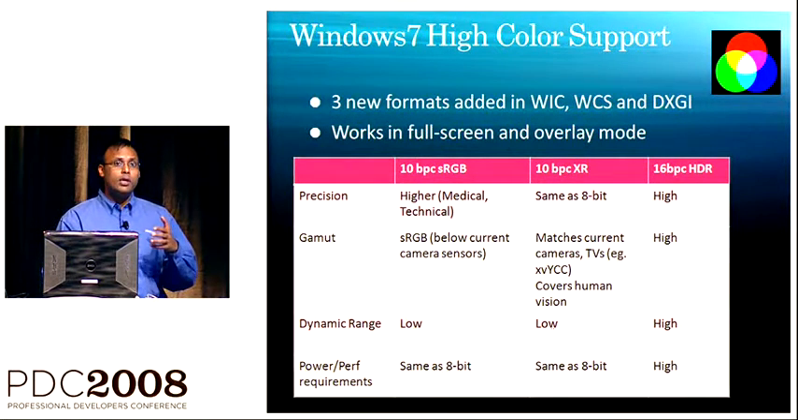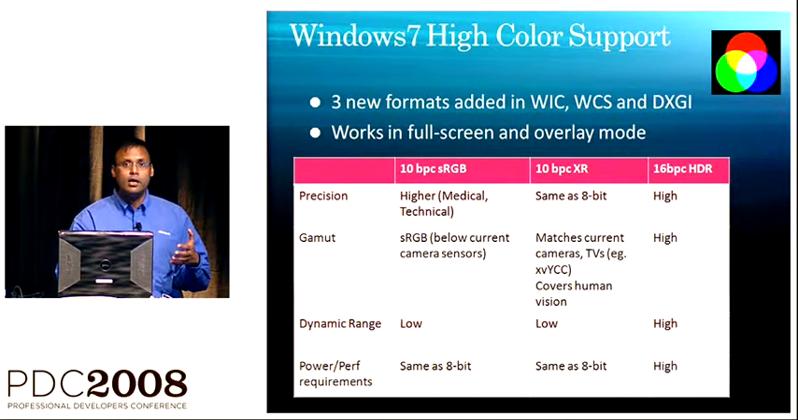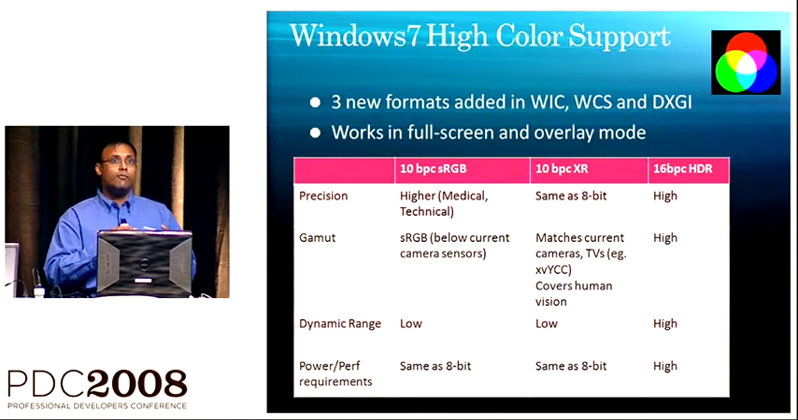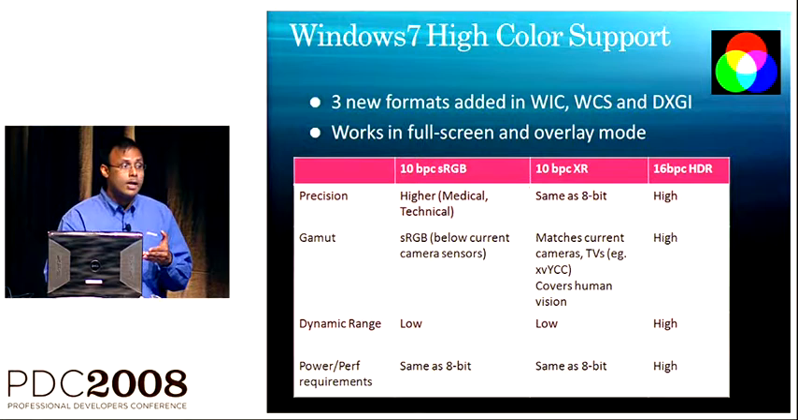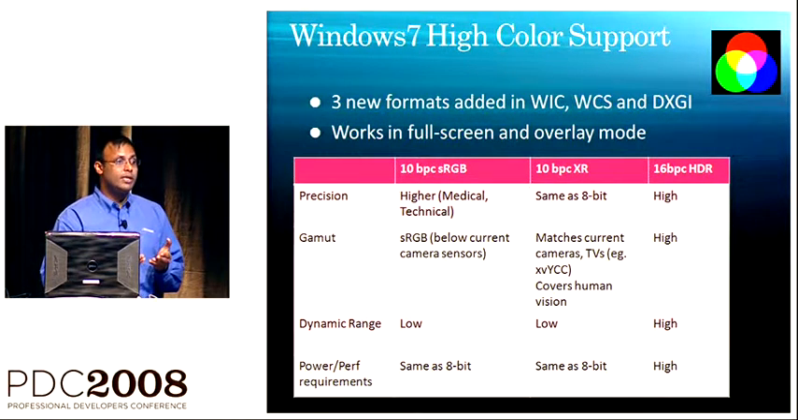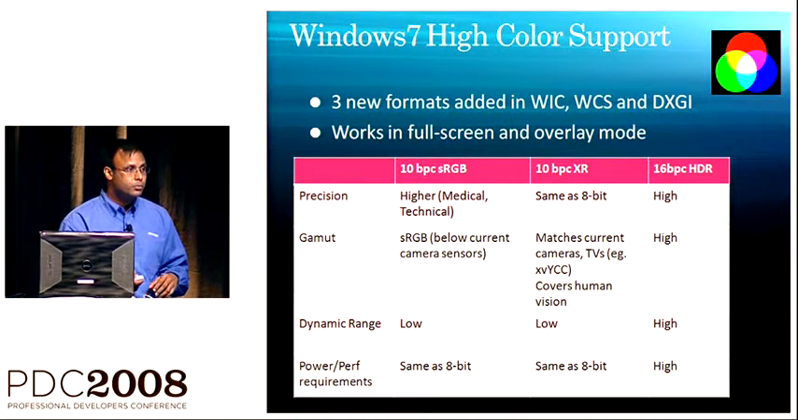So you have to first decide what kind of challenges you're running into. If you're doing a presentation application and you're mostly interested in eliminating banding artifacts, then you may want to use the 10 bit per channel sRGB. And if you're doing a video application with higher dynamic range or higher gamut, then you will choose between 10 bit per channel XR or 16 bit per channel HDR, depending on your power requirements.